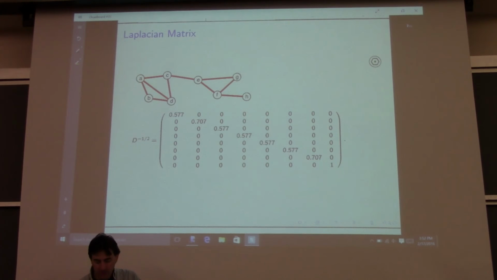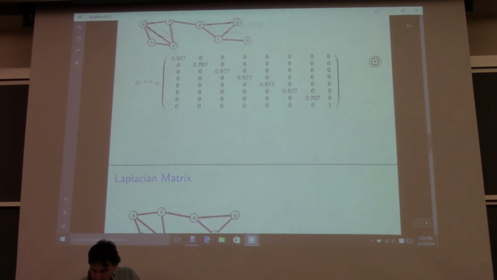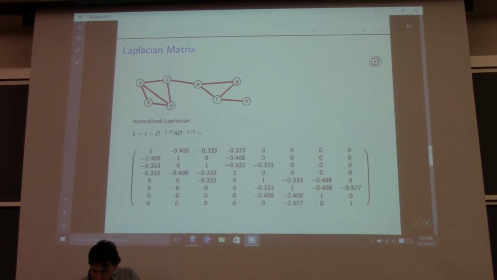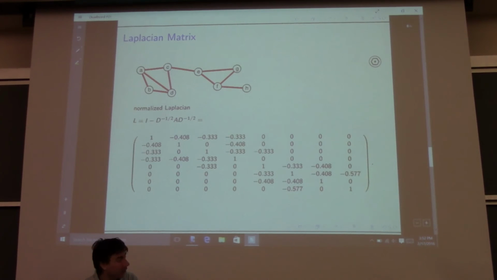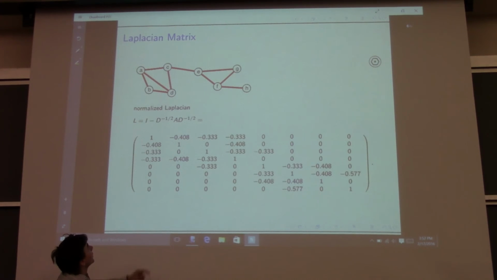So 3 to the -1/2 is going to be 0.577, for instance, right? And 2 to the -1/2 is 1 over square root 2, which is 0.707. So that's where these entries came from. And so then the normalized Laplacian is written like this: the identity minus D to the -1/2 times A times D to the -1/2.